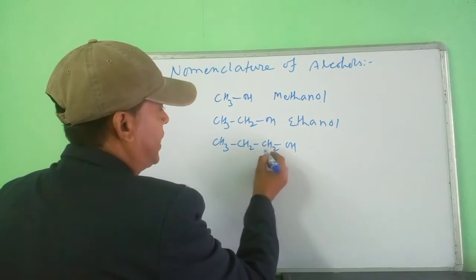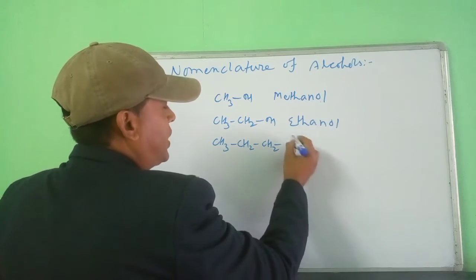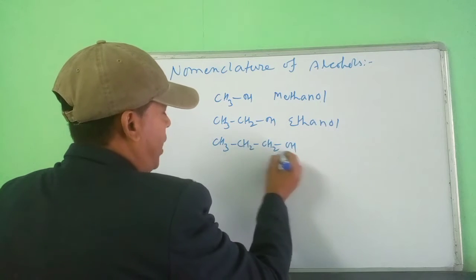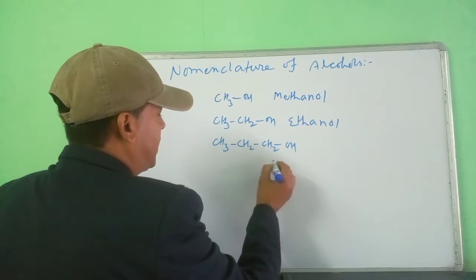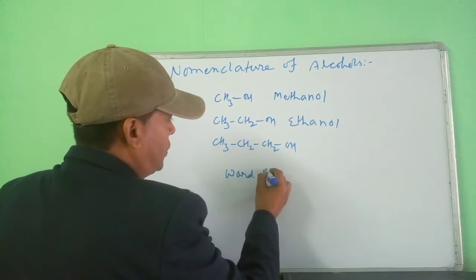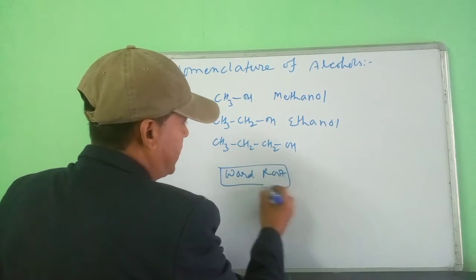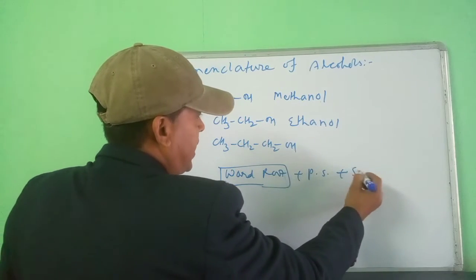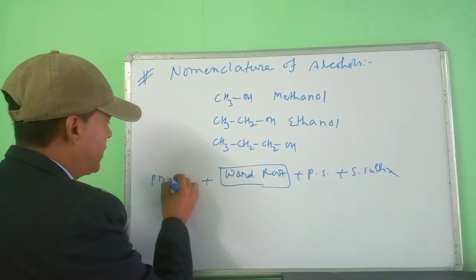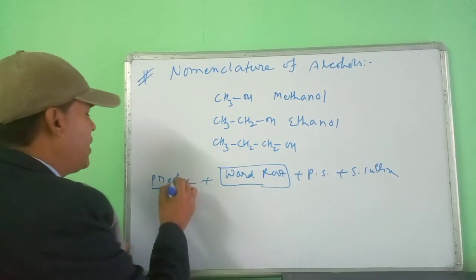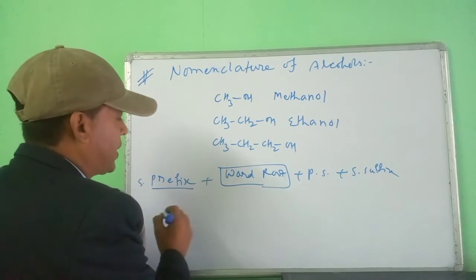The total number of carbon here is 3, and OH is the functional group. In the case of alcohol, ol is the secondary suffix. Suppose the number of carbon increases. The word root is always written first, then the primary suffix, then the secondary suffix. Before the word root comes the prefix, meaning the secondary prefix, not primary. Only if the compound is cyclic is there a primary prefix; here, there is only the secondary prefix.